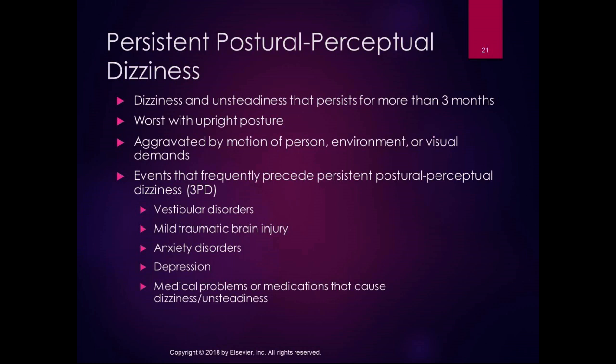Something like sitting in a lecture hall and looking at a PowerPoint on a screen can provoke it, because that's a visual demand, more than a usual visual demand. Being in a busy place where things are moving around a lot, being in a moving vehicle. So a lot of times, certain events precede 3PD. Vestibular disorders, whether they're peripheral or central, mild traumatic brain injury, so there's our concussion. Anxiety disorders can cause this, depression, and medical problems or medications that cause dizziness or unsteadiness, and there's a whole slew of those.